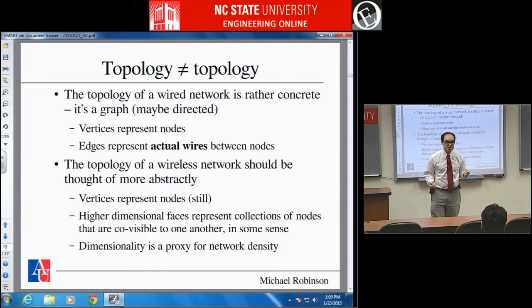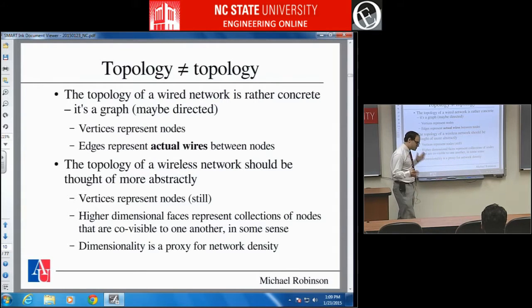The right way to do this, I posit to you, is by using a higher dimensional kind of structure that captures the fact that I'm getting multiple connections at once. I can still use the idea of a vertex as a node, as in the graph model, but now I use some higher dimensional data to capture that broadcast. The dimension tells me something about how much broadcasting is happening. A dimension one face is like a wire: it connects two nodes. Dimension two means I'm connecting three nodes. Dimension four means I'm connecting five nodes, etc. So dimensionality tells you roughly how many nodes are sitting on that particular broadcast resource.